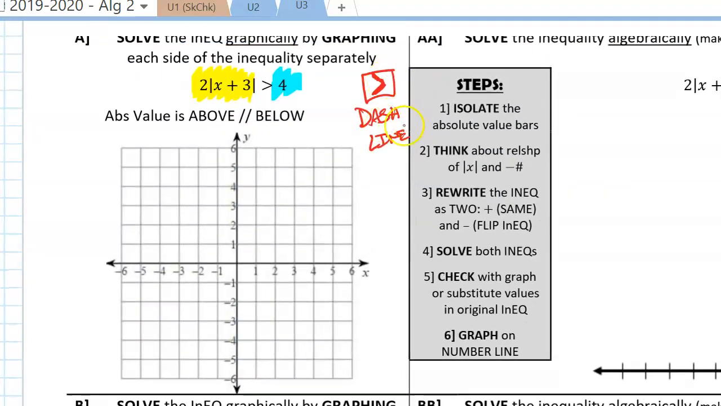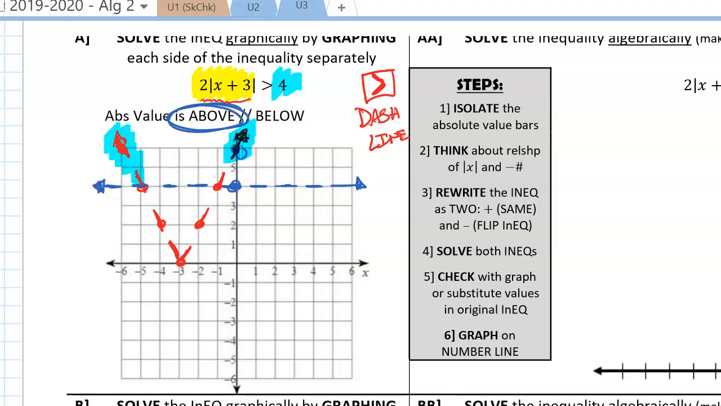We have to use dotted lines in this case since the inequality is greater than. Take a moment and graph these. We get our 2 functions. Now in this case we're looking for greater than, so we're looking for where the absolute value is above our other function. Well, the absolute value is the highest function here and here. It is above our horizontal line in those particular spots. What x values does that correspond to?